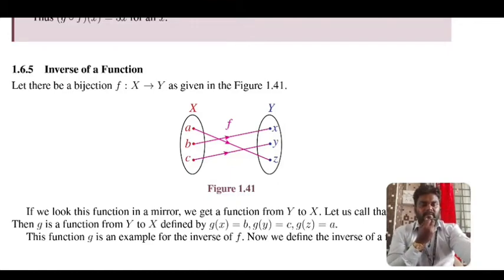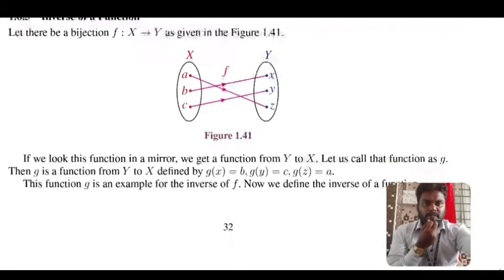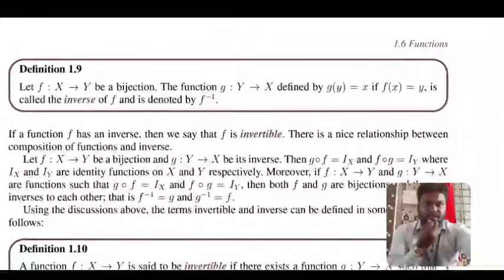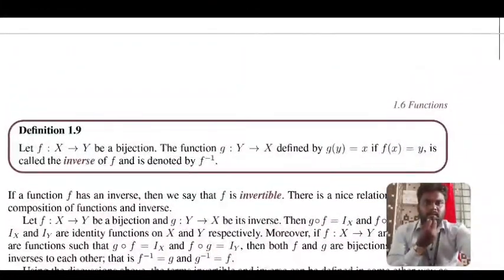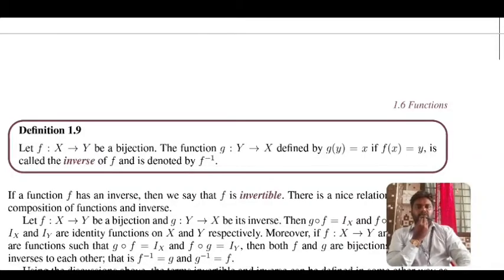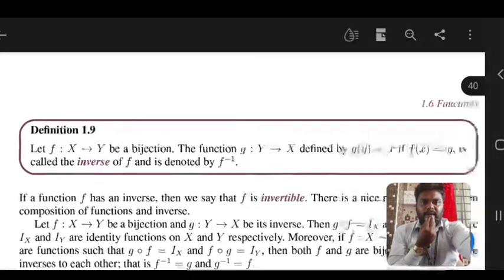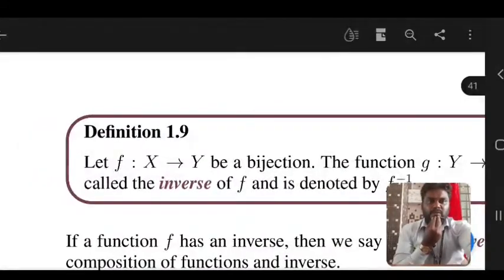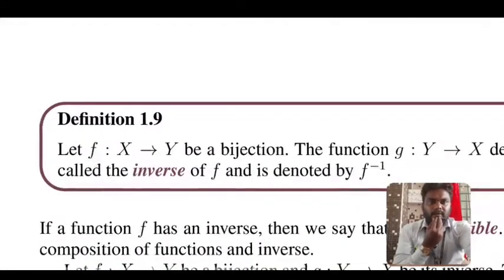Inverse of a function. The definition of inverse of a function: let f from X to Y be a bijection. Bijection means a one-to-one and onto function.